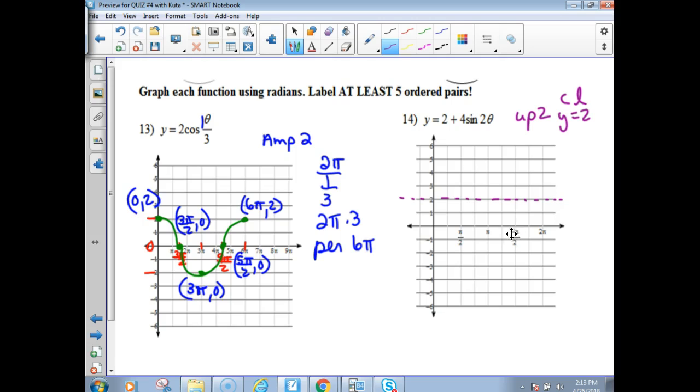What did I do? Oh, I was supposed to have a -2 right here. So sorry. Yes, ma'am. I saw that as a 5 pi over 2, so I made just 2 mistakes.